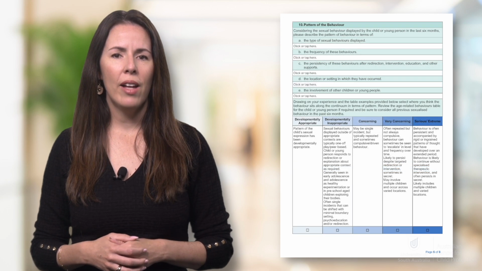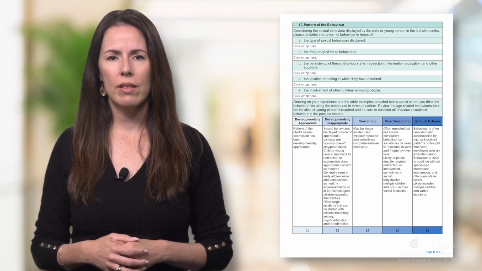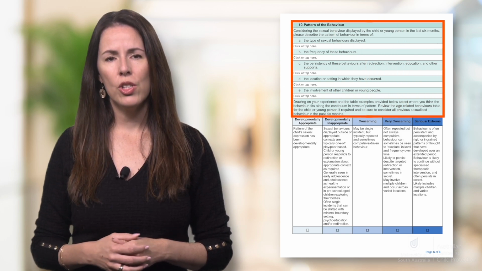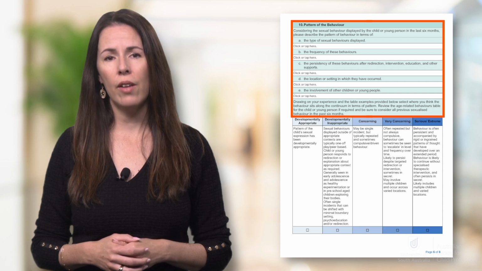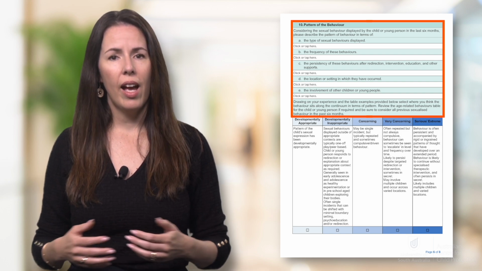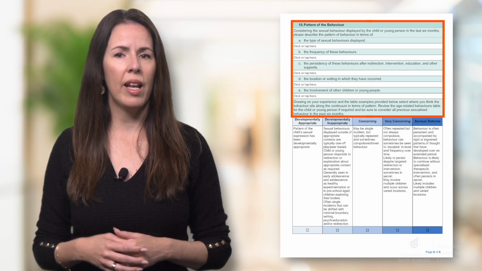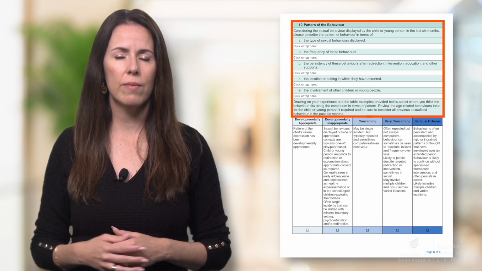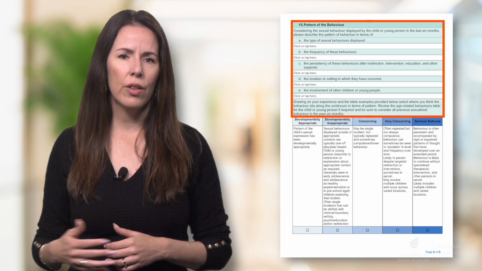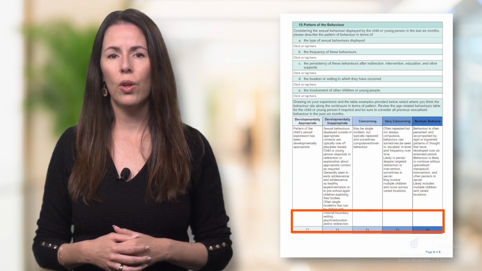Section 10 looks at the pattern of the behaviour over the past 6 months. You'll answer 5 key questions to help understand the type of behaviours and where they have occurred, how often they've occurred, and whether there's been any escalation or persistence. Once you've reflected on this, you'll rate where the behaviours fall on the continuum.